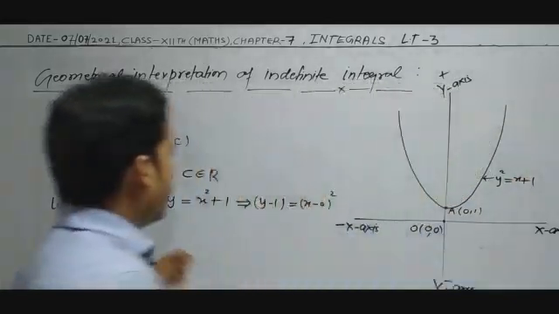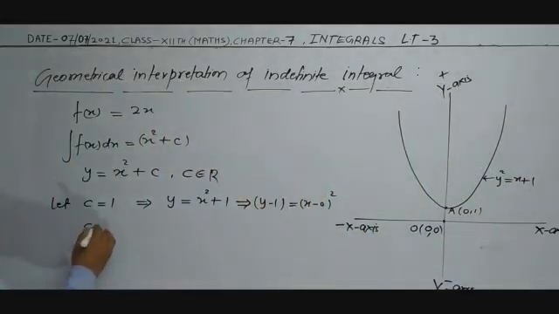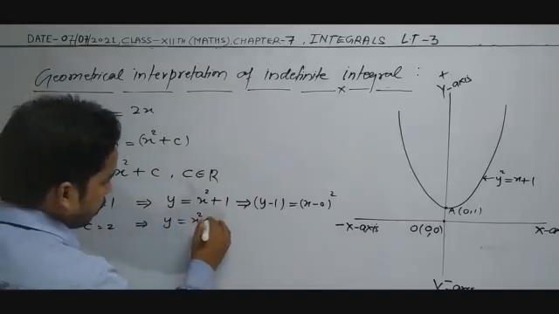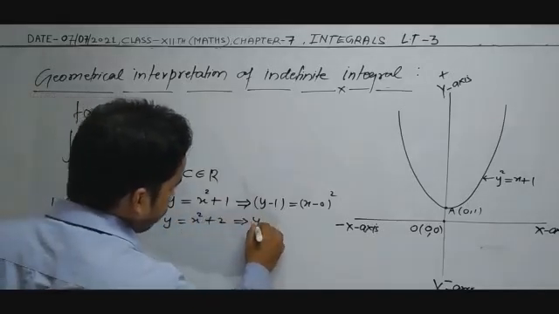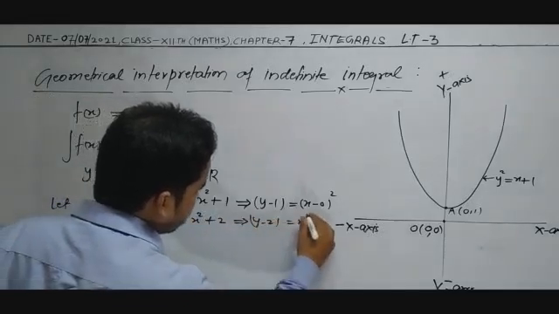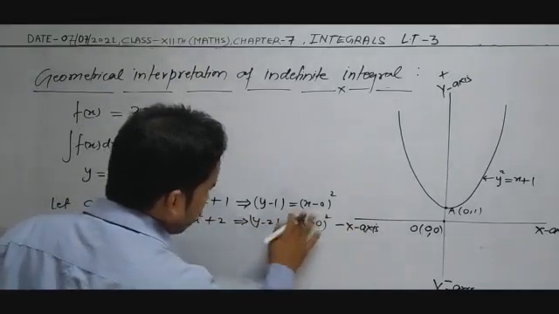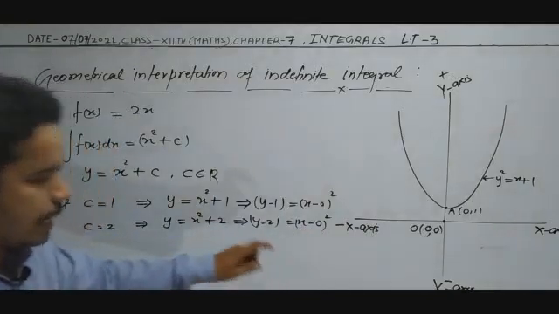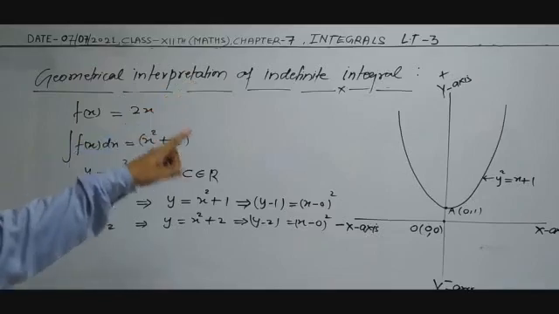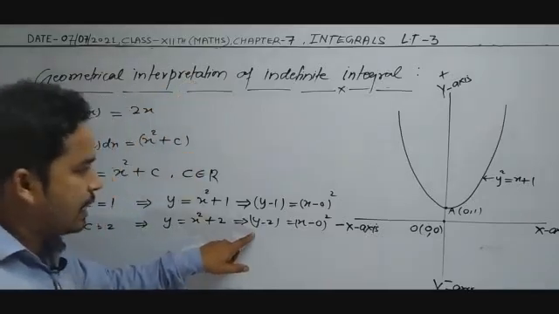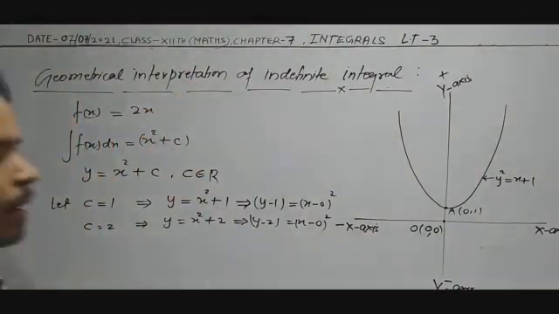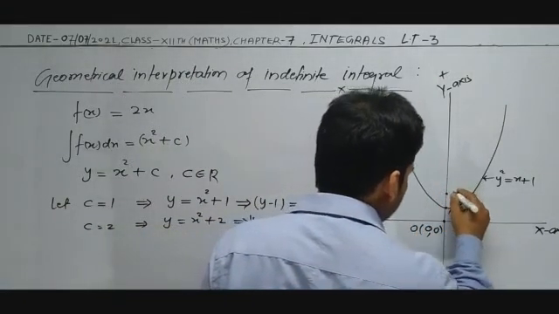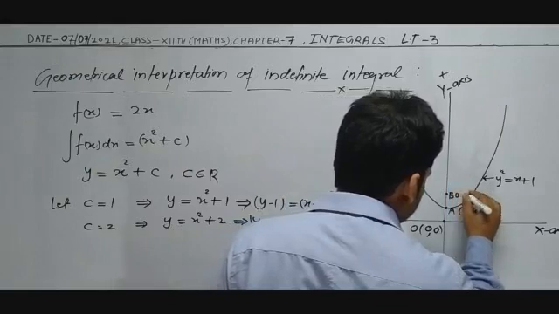Now consider c is equal to 2, then you will get y is equal to x square plus 2, and this result will be y minus 2 is equal to x minus 0 whole square. This is also the standard equation of an upward parabola, open in the positive direction of the y-axis, whose vertex lies at (0, 2). So (0, 2) is the point that lies above (0, 1). So this is the point B, (0, 2).